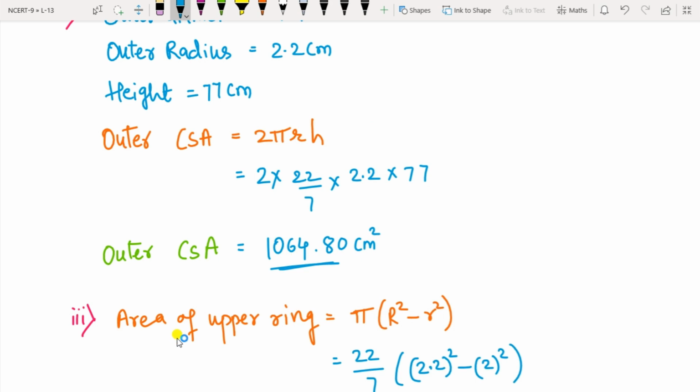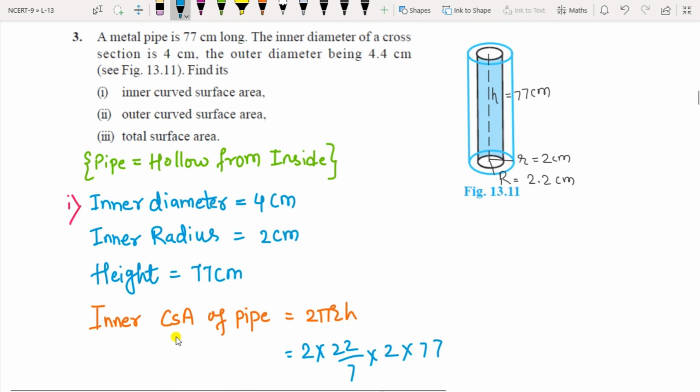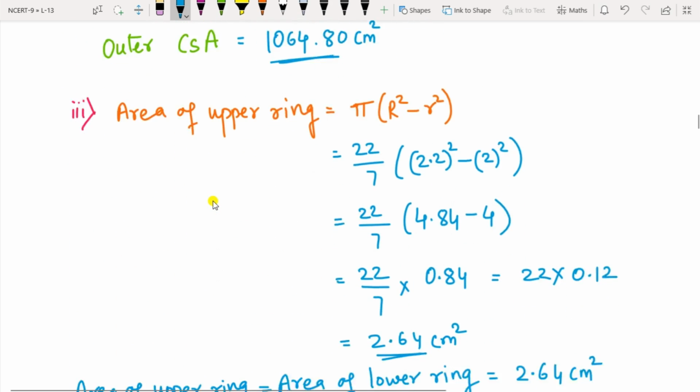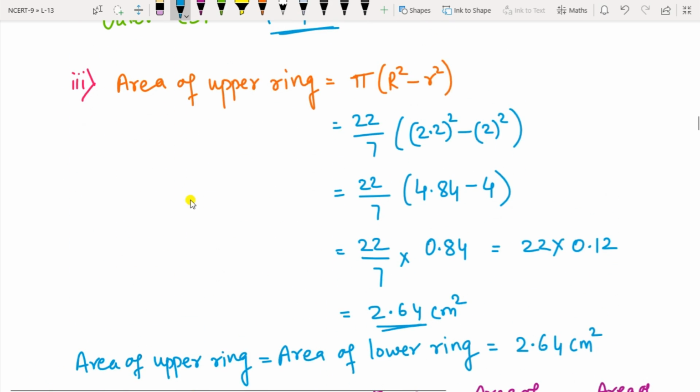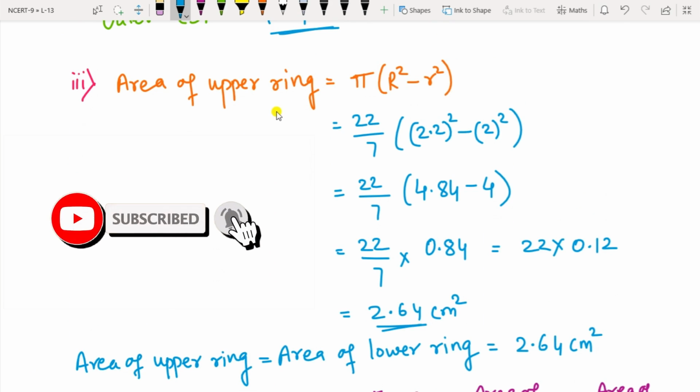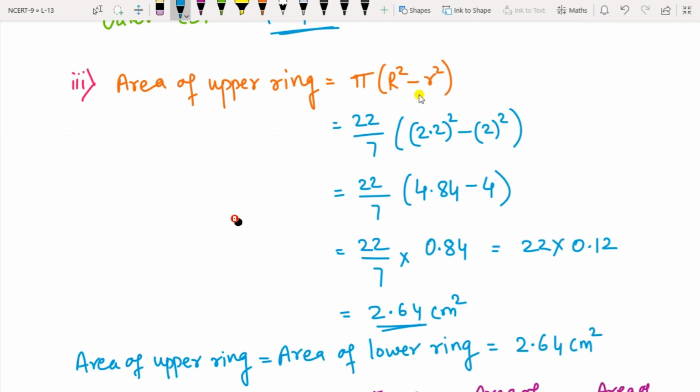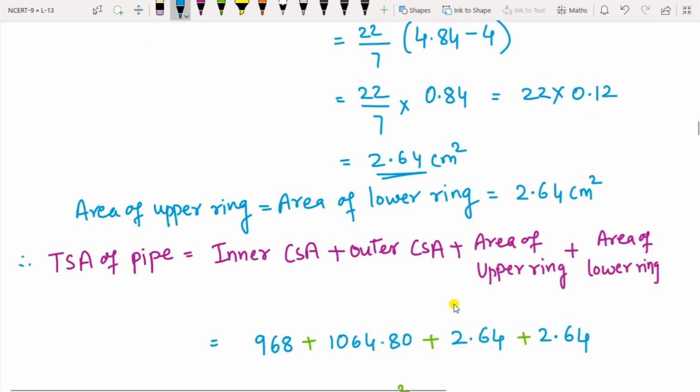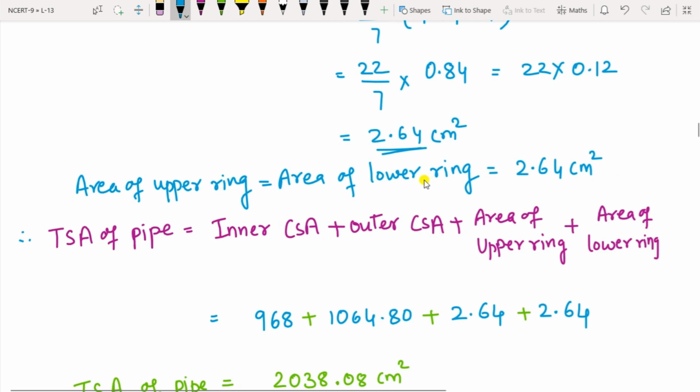So then the third point here, you need to find the total surface area. Since it is not a solid here, you have to find the ring-like structure. So the area of the upper ring is pi times capital R square minus small r square. So it is 2.64 centimeter square, and the area of the upper ring will be the same as the area of the lower ring here. So that will be 2.64 centimeter square.